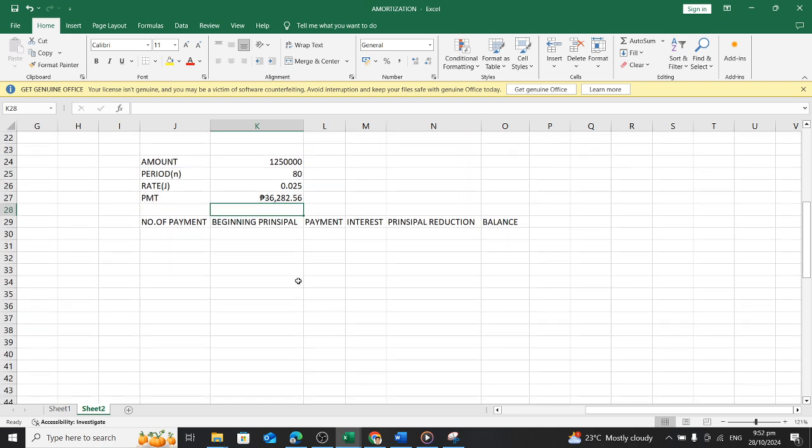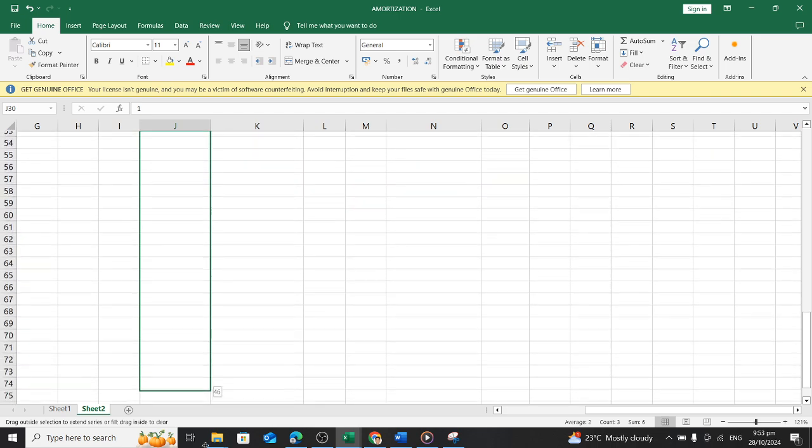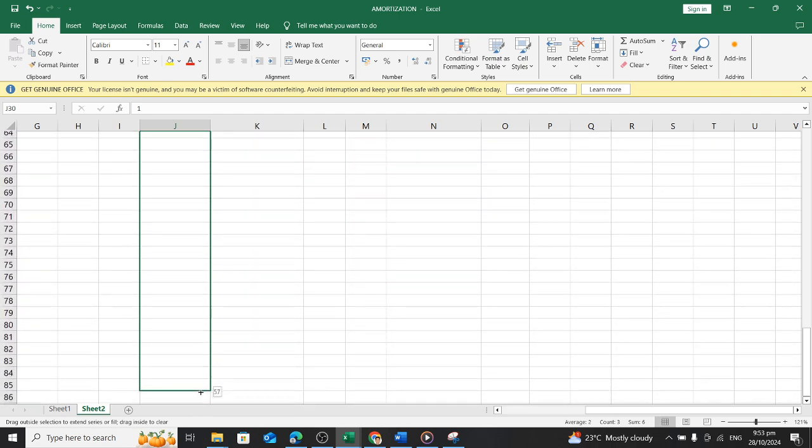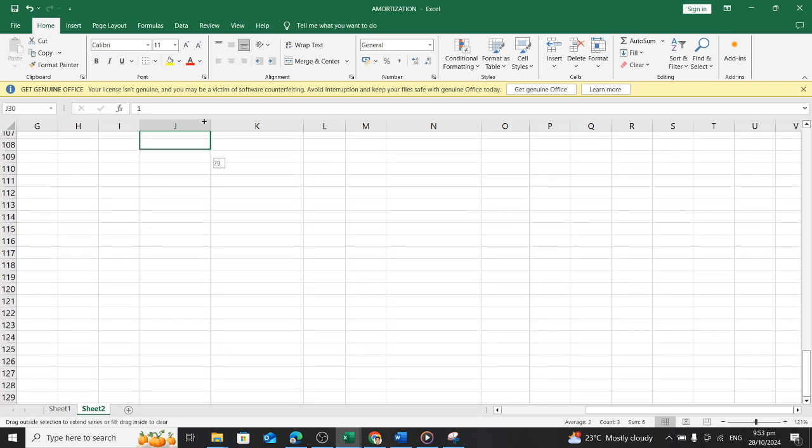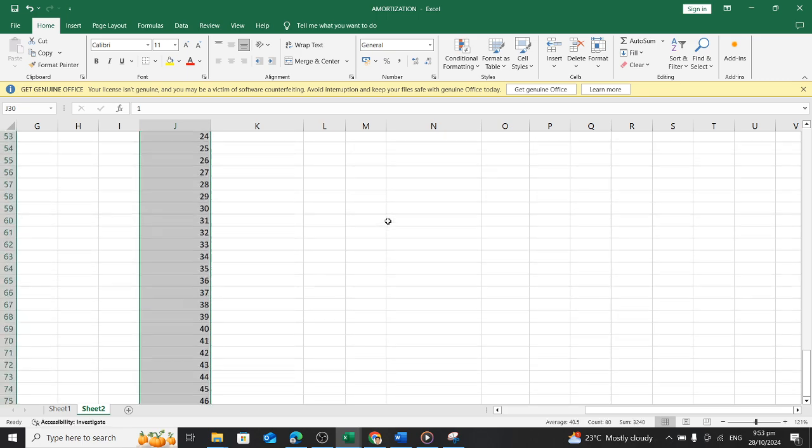Okay, I'm teaching you how to create an amortization schedule so that you know how much the balance is after each payment. So since this is 80, let's write 1 to 80 in our number of payment. So 1, 2, 3. And then you drag down. So go to the corner and drag towards 80. It's a bit long, okay, so let's be patient. Towards 80. All right.